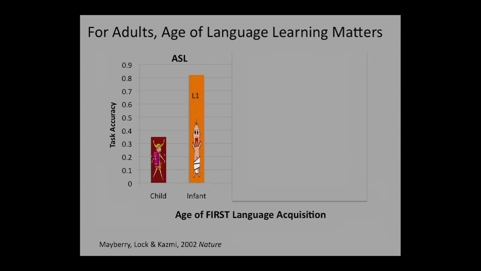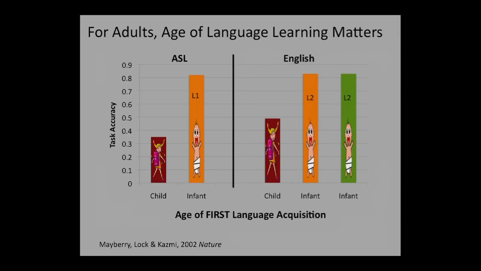So this suggests that there are age of acquisition effects for sign as there are for spoken language. The word on the street is it's much harder to learn a language if you're an adult than if you're a child. But what if it's something deeper than this? What if there's something about learning a language in childhood that creates the ability to learn language?